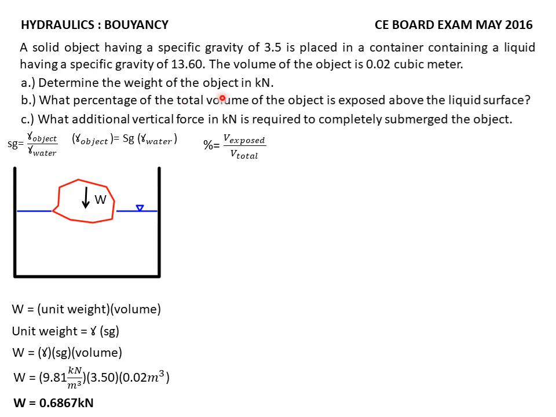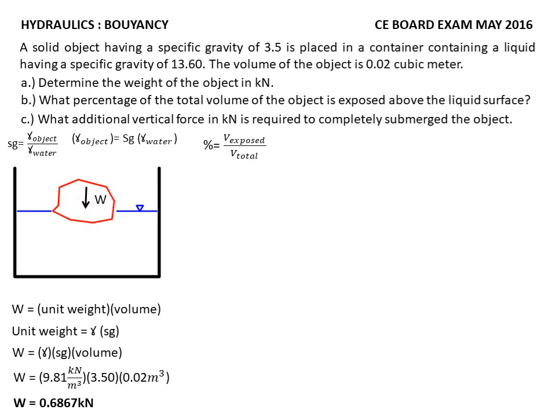Okay, so let's proceed to letter B. What percentage of the total volume of the object is exposed above the liquid surface? The required is the volume of exposed over the volume of total, since the question asks for the volume exposed over the volume total. From this question, we have the volume of the object, which is 0.02 cubic meter, but we don't have the volume of the exposed. So how can we solve the volume of exposed?